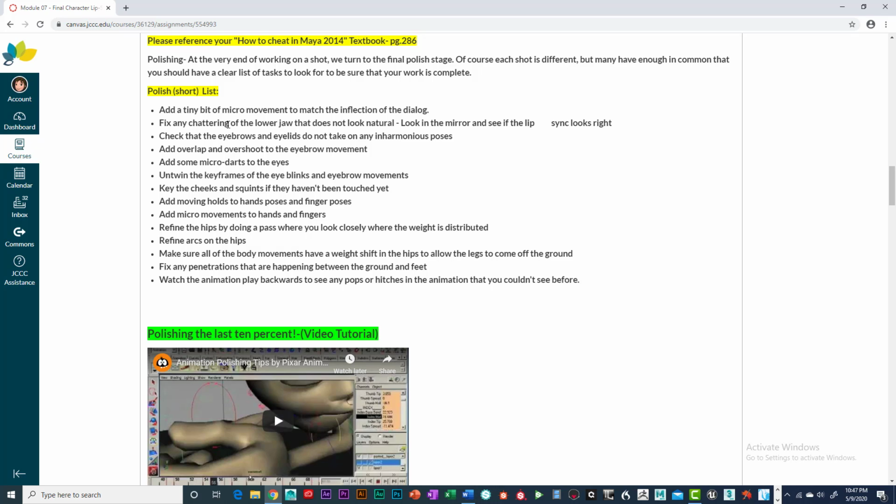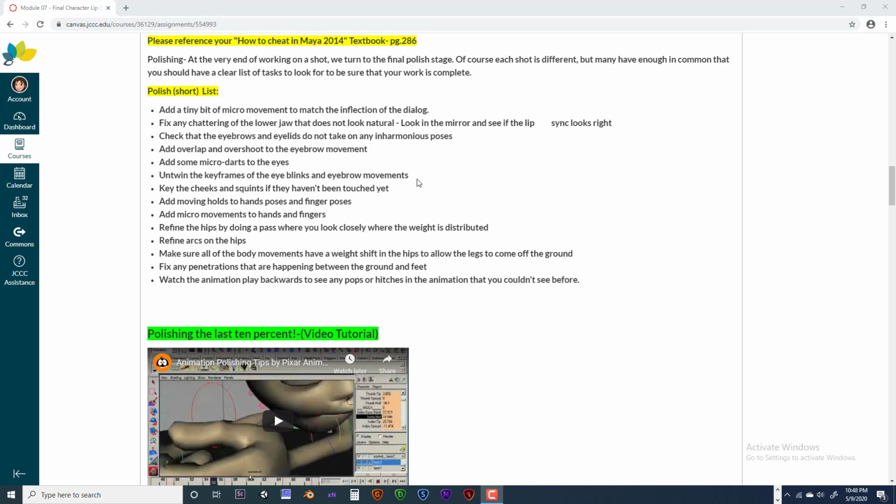Fix any chattering of the lower jaw that does not look natural. Look in the mirror and see if the lip sync looks right. Basically, the chattering comes from when you are trying to put too many phonemes in, or you're trying to animate too many of the letters that you think are correct. When you do that, it looks like it's chattering. So you have to be really, really careful with that.